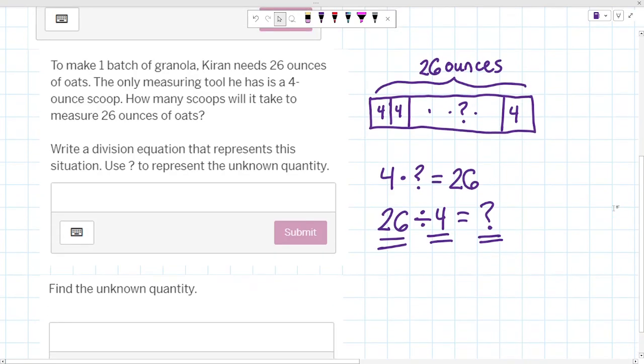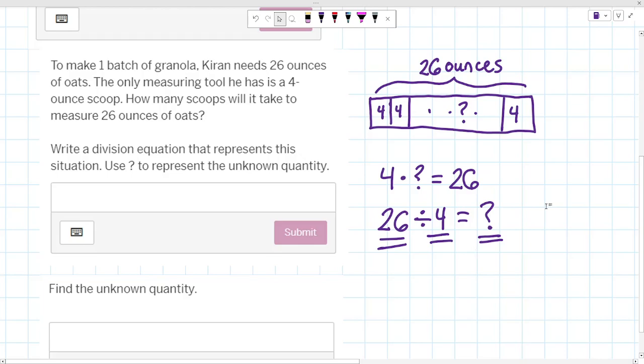So now let's find the unknown quantity. There are a few different ways that you can do this. If you think you have an idea, I would go ahead and do that. Otherwise, I'll show you one of the many ways that you could work this problem.